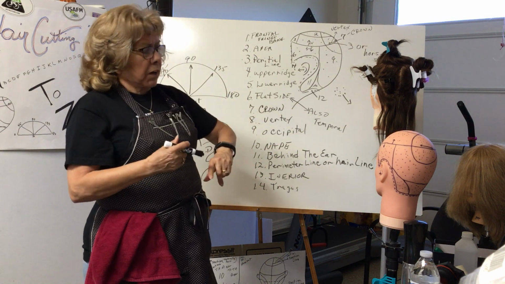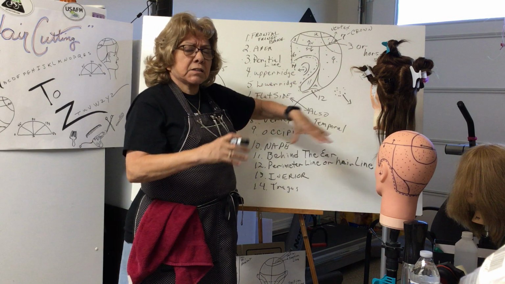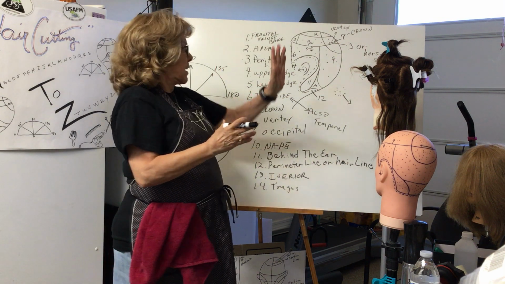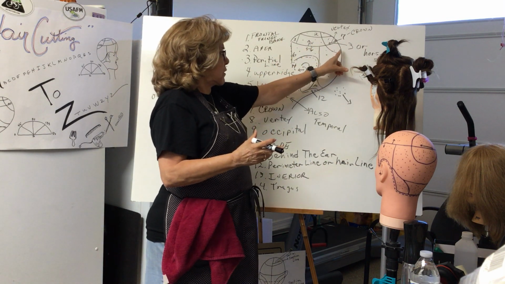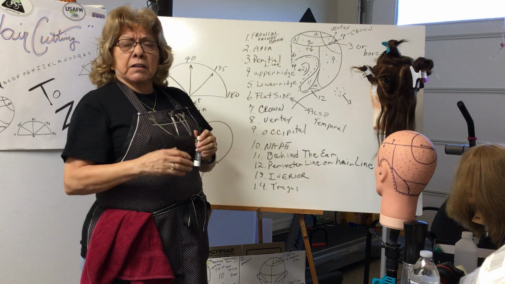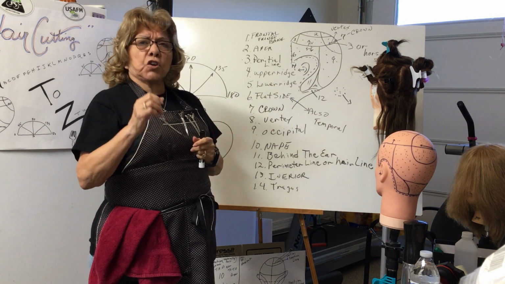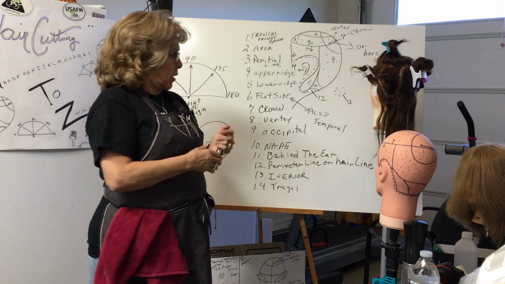We have the occipital area. That's where the majority of your hair is at. The occipital area, the crown fits into it a little bit. The occipital area is the widest area. It's also the most rounded area.